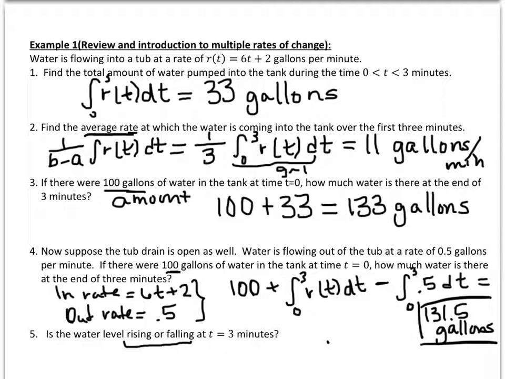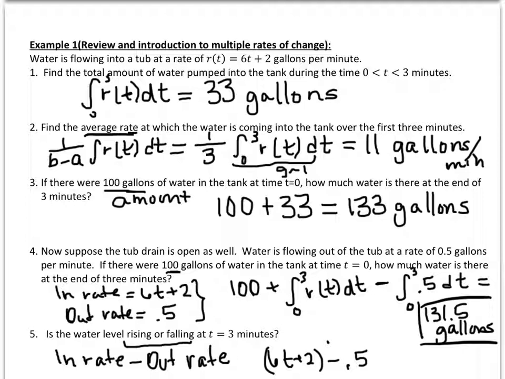So I need to consider in rate minus out rate. Not the integrals, because that would just be the overall amount. And I need to know at exactly t is 3 minutes, not over any interval of time, but right there at 3 minutes, if I could just peek into the tub right at that minute. So my in rate is 6t plus 2. My out rate is 0.5. I'm trying to figure out what's going on at t is 3.